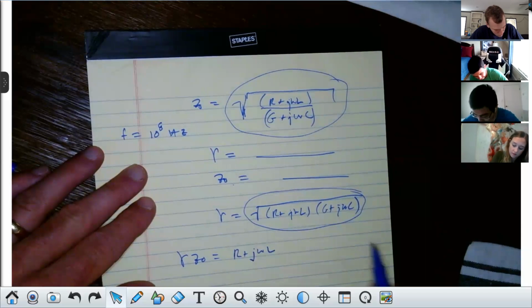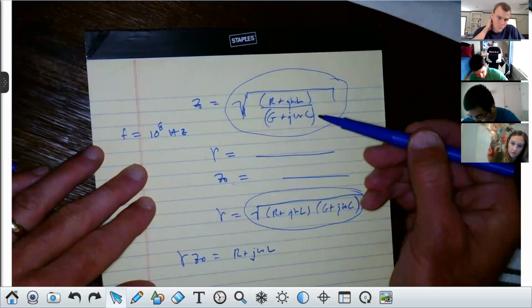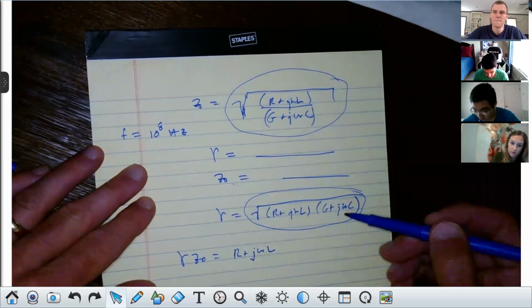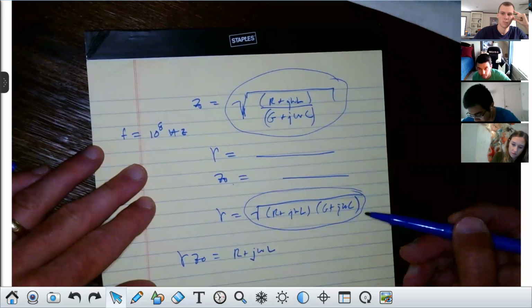Can you all see this? If you multiply Z naught times gamma, the 1 over square root of G plus J omega C here cancels the square root of G plus J omega C here, correct? Now, that's the first part.